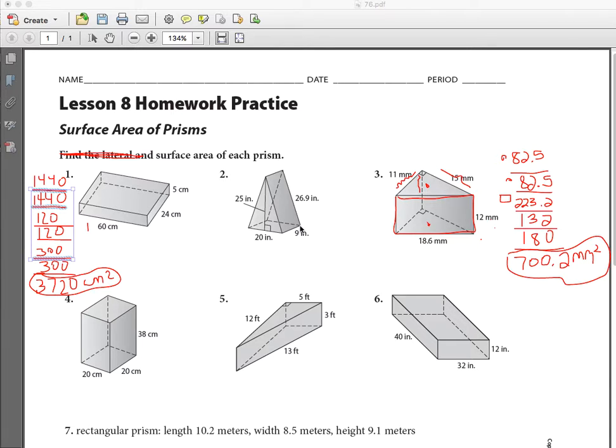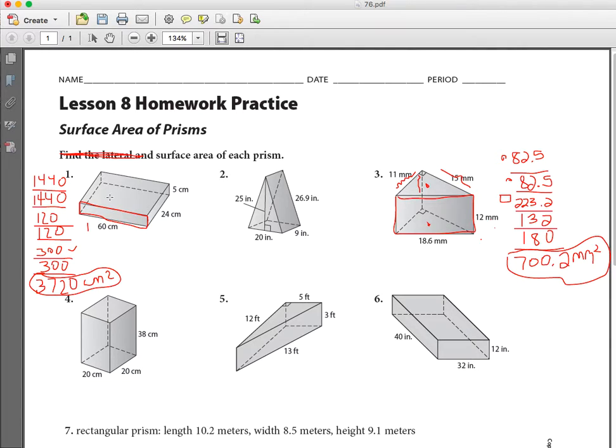In the case of number 1 on your lesson 8 homework, it's a rectangular prism, and you might think of that as a shirt box or a shoe box or anything that's shaped as a box. Rectangular prisms have 6 sides. On number 1, I drew 6 lines and wrote down the areas of each one of those sides. For example, I took 60 times 5, which is this side right here.